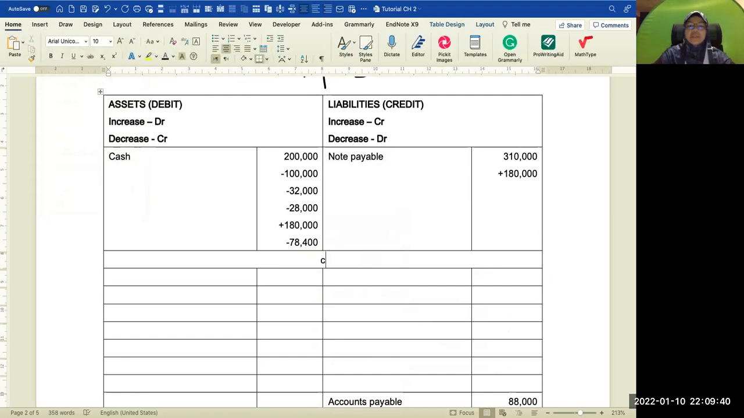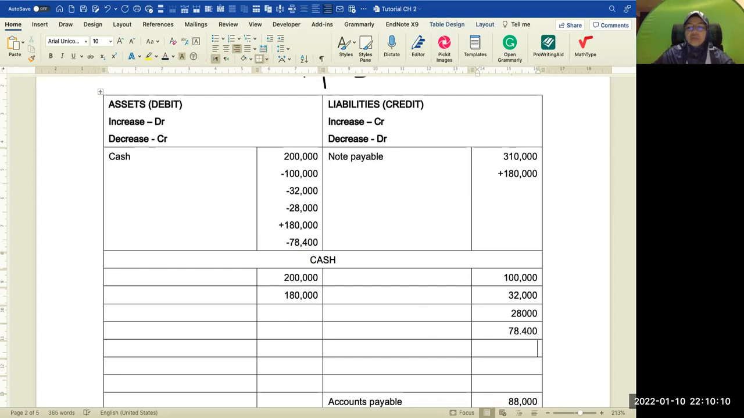Right. So let me just show it here. You mean that this is my T account? All right. I will have my first 200,000 here, and then 100,000 here, and then minus 32,000 here, minus 28,000 on the credit side again, and then plus 180,000. Do you do it like this? Yes, yes. Right, and then 78,400.